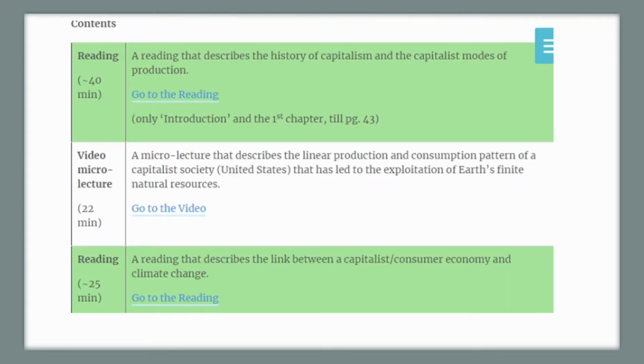This lesson plan includes a reading that first describes the history of capitalism and capitalist modes of production. It also includes about a 20-minute long video micro lecture that describes production and consumption patterns of a capitalist society. This has led to an exploitation of Earth's finite natural resources. Another reading that describes the link between capitalist or consumer economies and climate change also makes up part of this lesson plan. Let us take a look at these contents in some amount of detail.